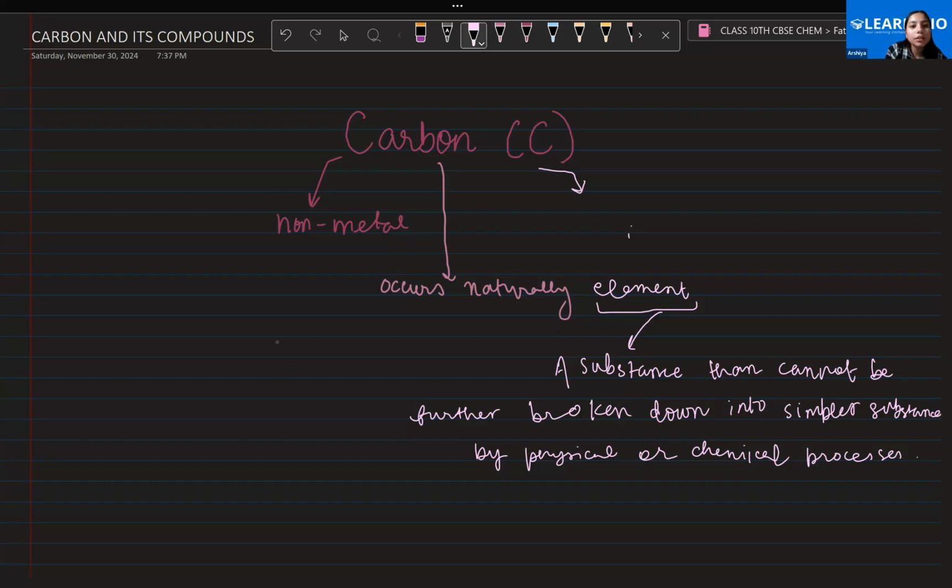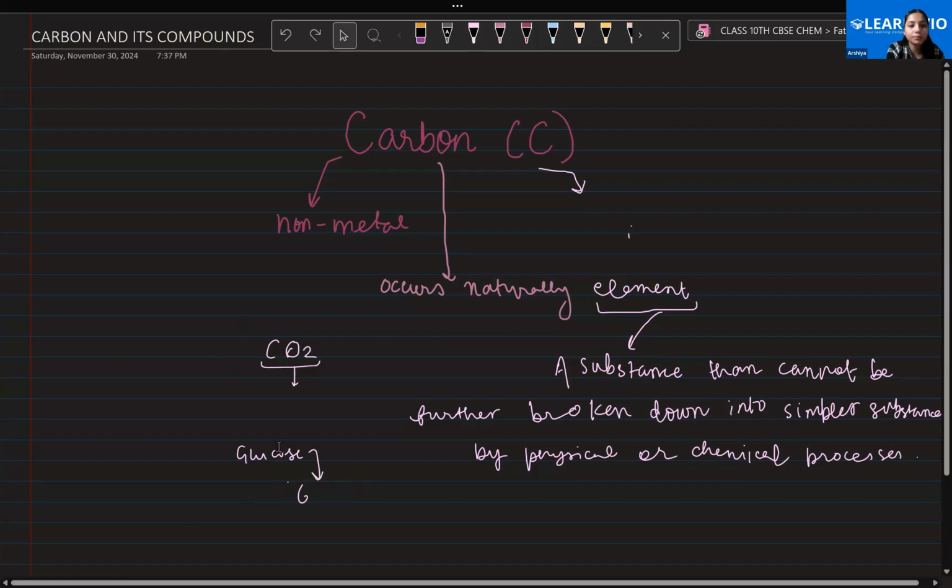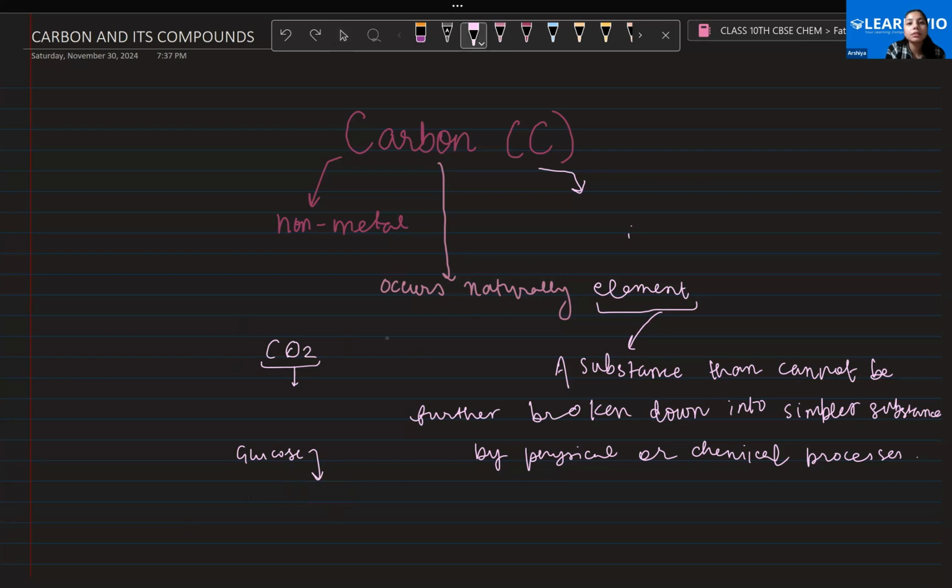The formula for carbon dioxide is CO2, right? For glucose, the formula is C6H12O6. So carbon is also present there. Similarly, in sucrose and a lot of other organic compounds, carbon is present.